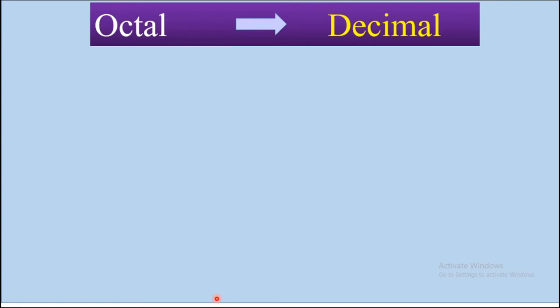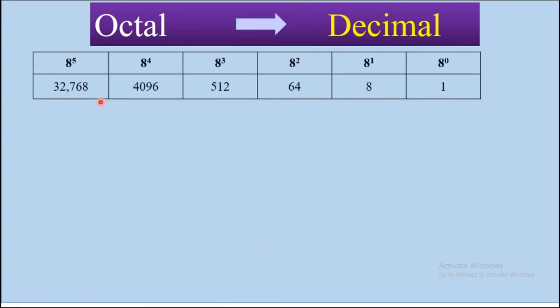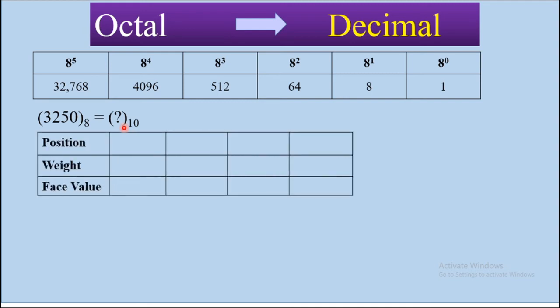Now we will see octal to decimal conversion. So this is a table for powers of 8. Now see the example. This is the given octal number. We have to convert it into the equivalent decimal number. As we know, first we have to prepare the table. So write down the face values and write down the positions, whatever we did for binary to decimal. Same steps we have to carry out over here.